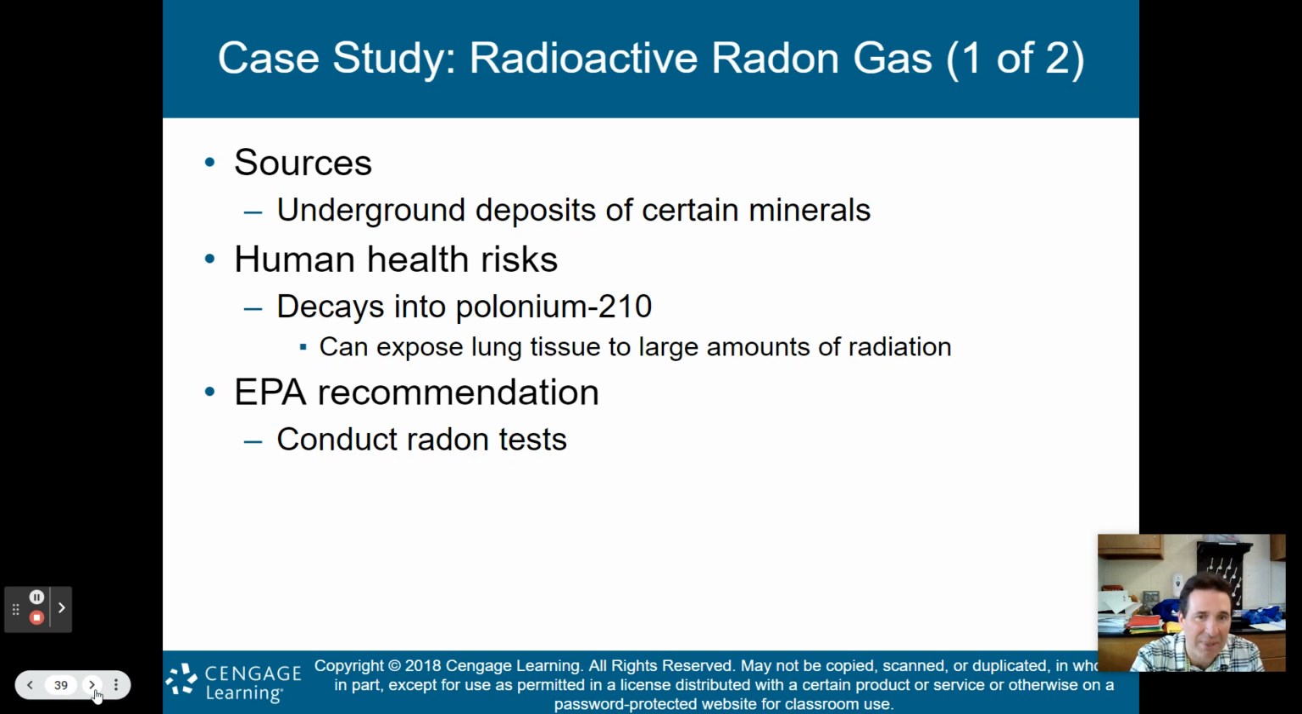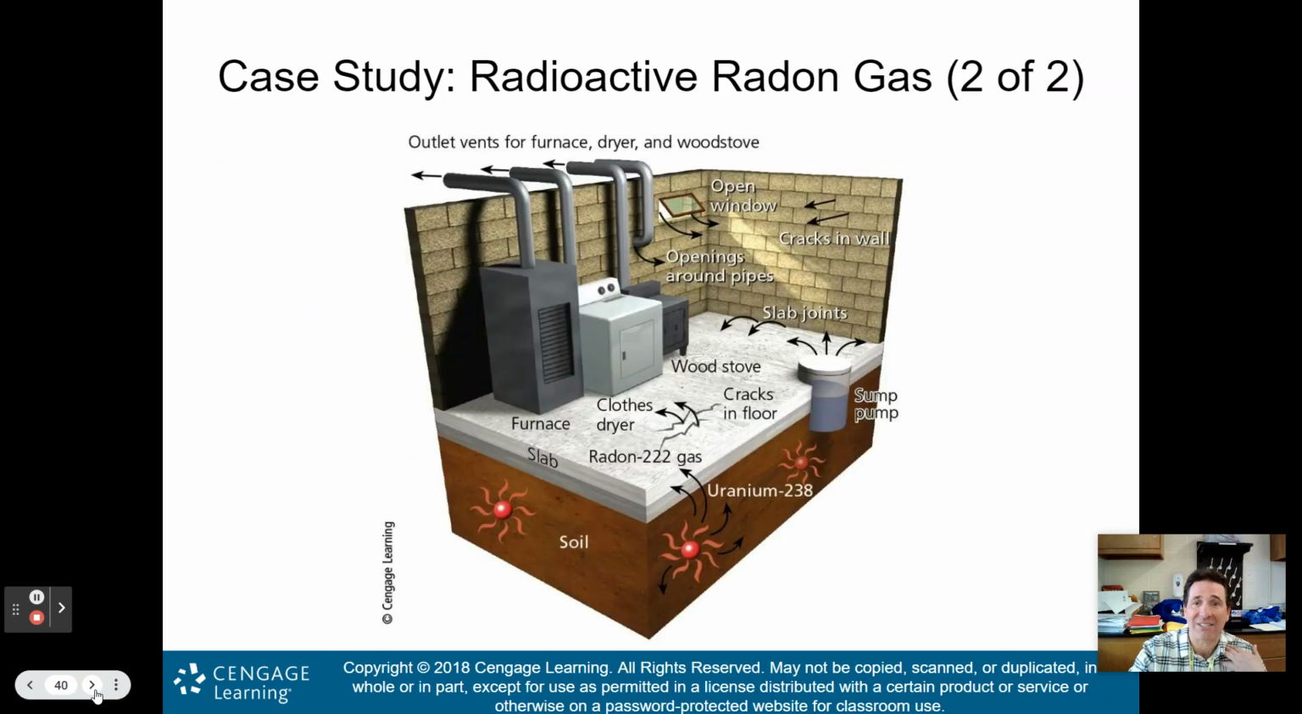So again, what does the EPA recommend? Conduct radon tests. This is an issue here in Ardsley, guys. Again, the rock here has these elements in it that can release that radon gas that can be very dangerous to our lungs. And so again, here are just some of the ways radon-222 can get into the building. Again, it's this uranium or these other types of radioactive elements that then turn into radon-222 gas.